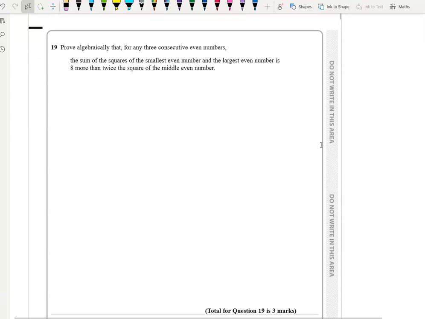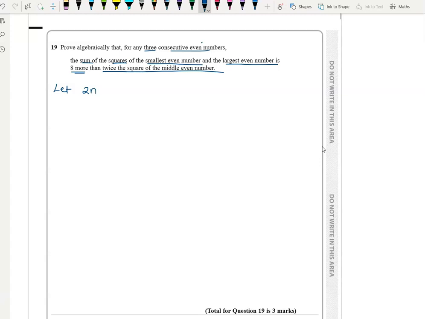Prove algebraically that for any three consecutive even numbers, the sum of the squares of the smallest even number and the largest number is 8 more than twice the square of the middle even number. So we are talking about even numbers. Any number multiplied by 2 will be an even number. So if I say 2n, 2n will be an even number. So the next even number will increase by 2, so it will be 2n plus 2, and the next one, again you add 2, it will become 2n plus 4. So these are our three even numbers.